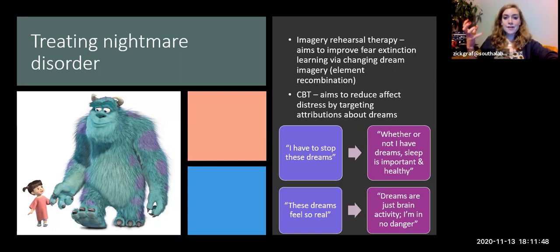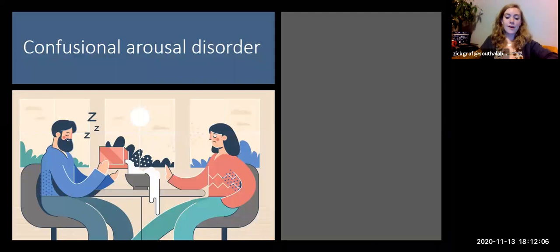People often will feel like these dreams are just so real, like I have to avoid having them. It's too upsetting. So another way of reframing that could be to really focus on just the physiology of dreams. These dreams are just random brain activation. It's just my amygdala and hippocampus having a weird party in my head. Whatever happens, I'll wake up and my dreams are not real. Okay, so that's nightmare disorder, a disorder of attributions and arousal related to the content of dreams.